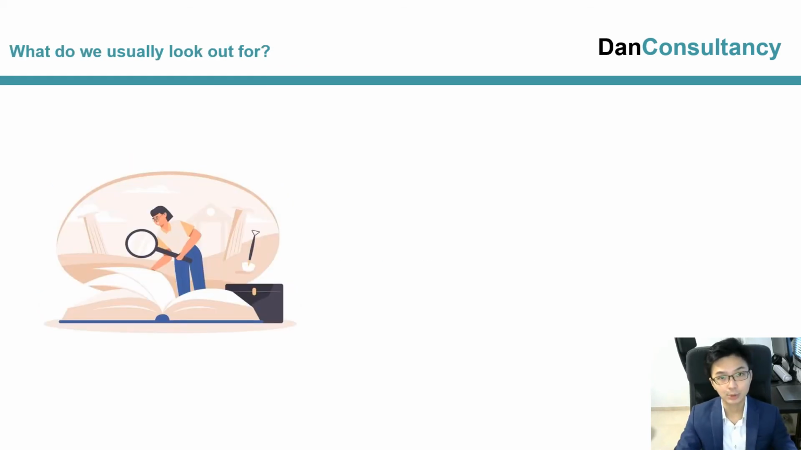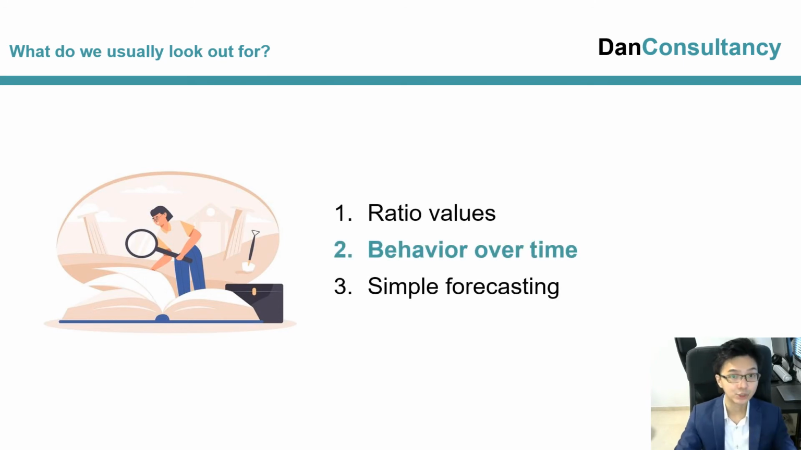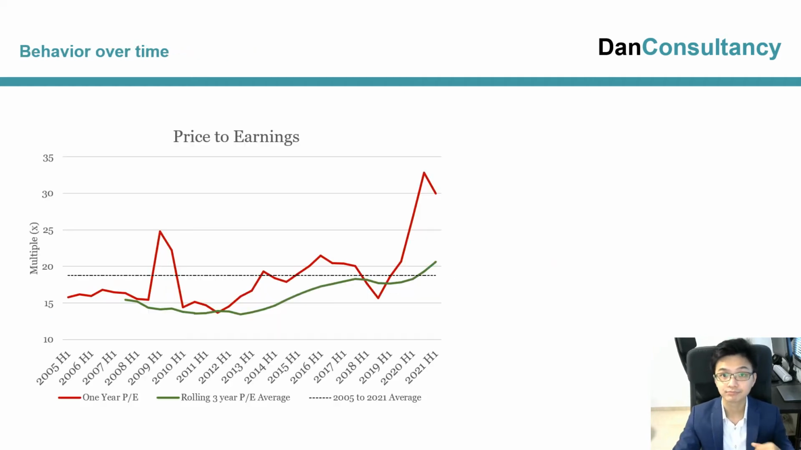The second thing that we will usually look out for during our analysis is the behavior of the ratios over time, right? For the purpose of this part of the presentation, I'll be using the price to earnings ratio as an example to share with you the analytical process that normal investors will go through before deriving any usable conclusions. Generally, the logic and the thought process would apply across all four ratios.